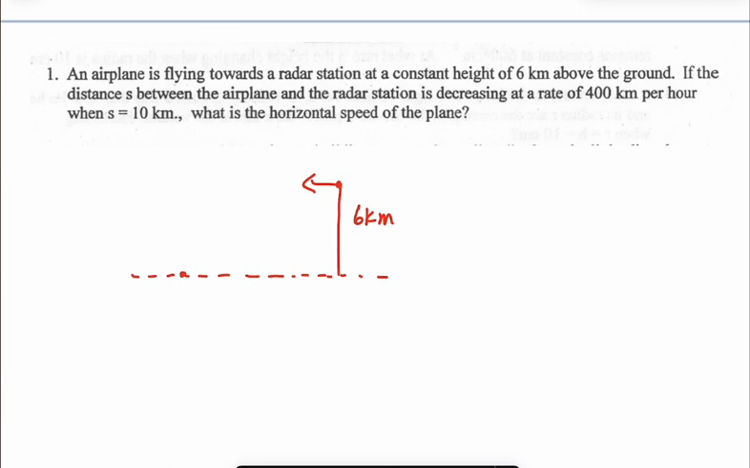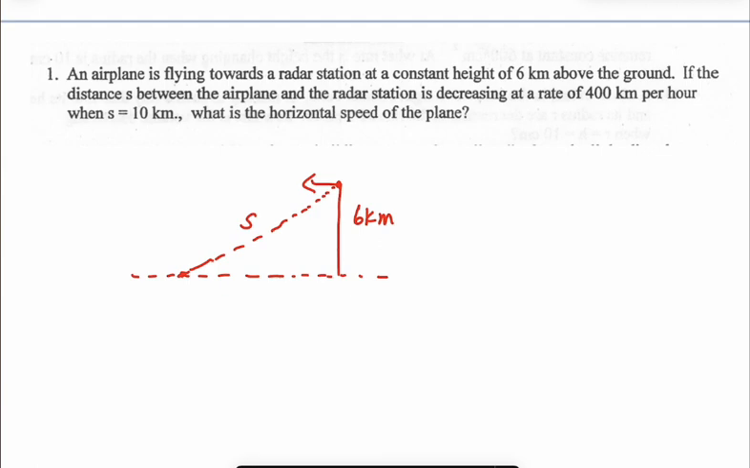It says if the distance S between the airplane and the radar station is decreasing at a rate of 400 kilometers per hour when S is 10, what is the horizontal speed of the plane? So let's connect the two. Let's put an S. That's the distance between the height and the plane. The exact distance would be like if you're on the plane, you took a string and you connected it to the radar station, that would be S.